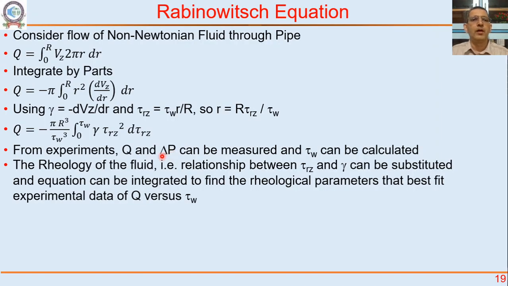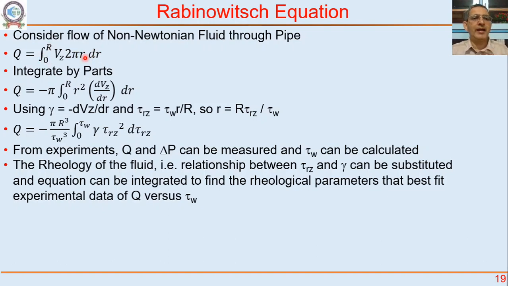Okay. One last small part, something called the Rabinovich equation. Remember, we had talked about flow rate. So flow rate Q is equal to Vz multiplied by the area perpendicular to the z direction. That was r delta theta, and r delta theta is 2 pi r, and dr integrated from 0 to R.